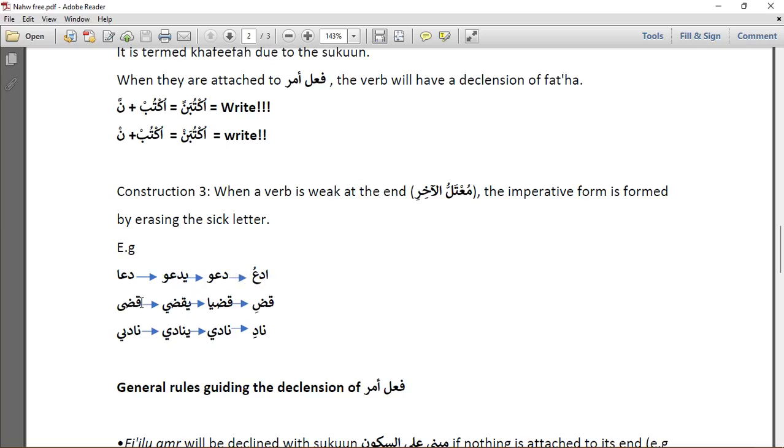Then we have qadar. It gives us yaqdi. The yaa is also a weak letter. What do we do? We remove it. We remove the yaa completely.